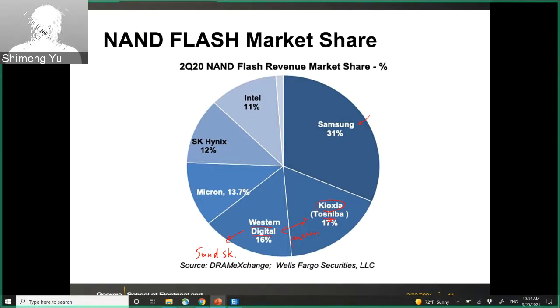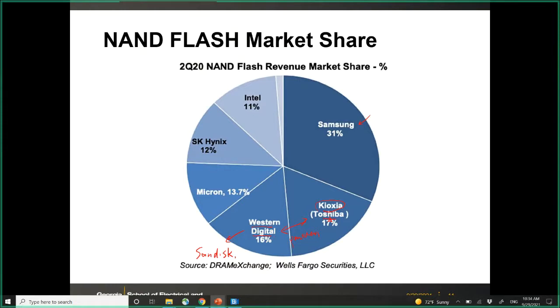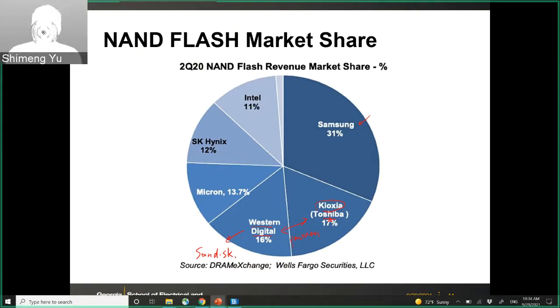And Western Digital or SanDisk, they don't have fabs in the US. Their fabs are all in Japan, and they co-develop the process. After the NAND Flash chips are made, they just tag different brands, and then they become competitors in the market. But actually, their chips are fabricated at the same site. After fabrication, they just tag their brand on the chip.